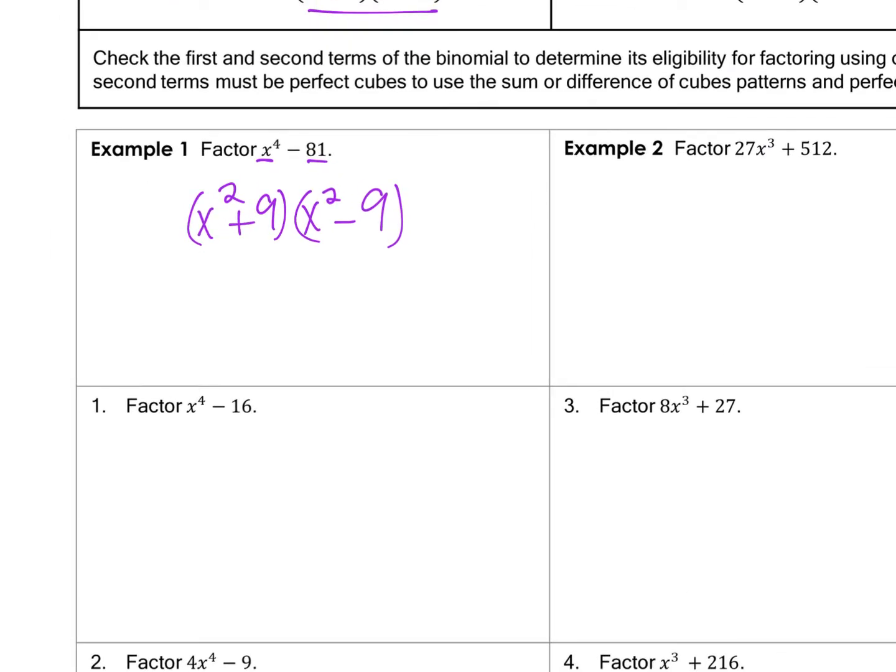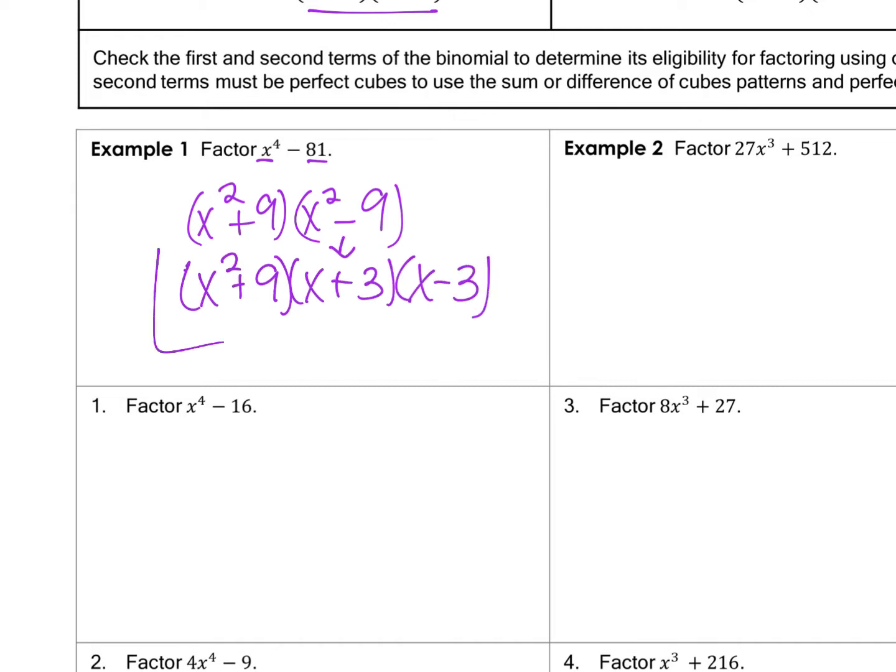Now, when you start out with an x to the 4th, chances are you're going to be able to go again. So you're looking for only difference of squares because you can't factor sum of squares. So this one I'm going to rewrite, and then I can continue on with this one. So that would be x plus 3 and x minus 3. And that's as far as we can go. And just a reminder, we can always multiply it back together. It should give us back the original.